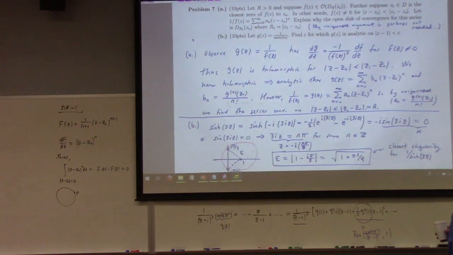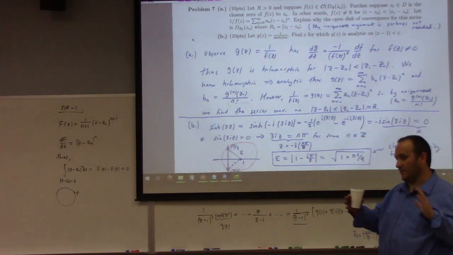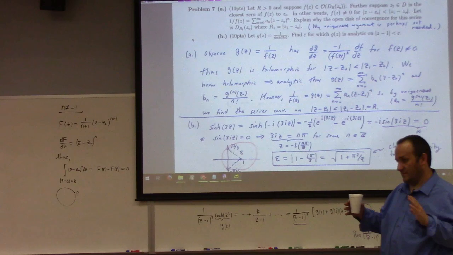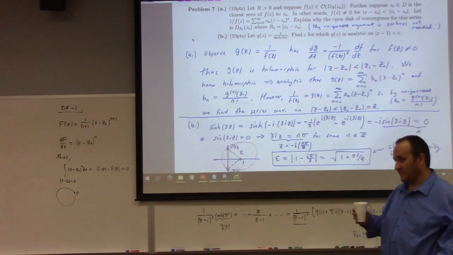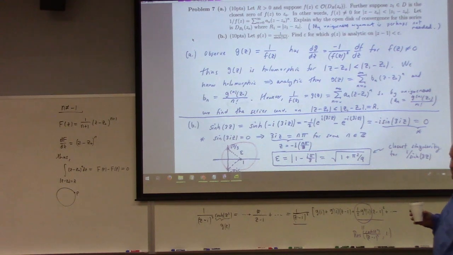The idea is simply this: if we have a simple 0 at z1 and that's the closest simple 0, then 1 over f is holomorphic out to z1. If it's holomorphic, it's analytic. So it must converge to that series, which is given because the series is uniquely defined by the center.